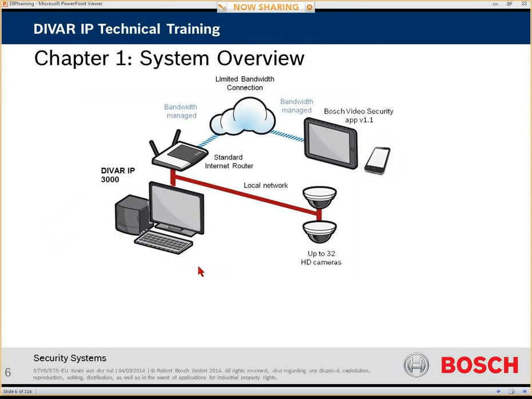So, if we look at the basic system overview as we would be using it, in this first topic we'll be focusing on the local environment, where we have one Divar IP 3000 with several cameras that we will be showing the example with. Then we have the standard internet router and the internet connection in combination with the video security app that, as mentioned, will be covered in our advanced session.